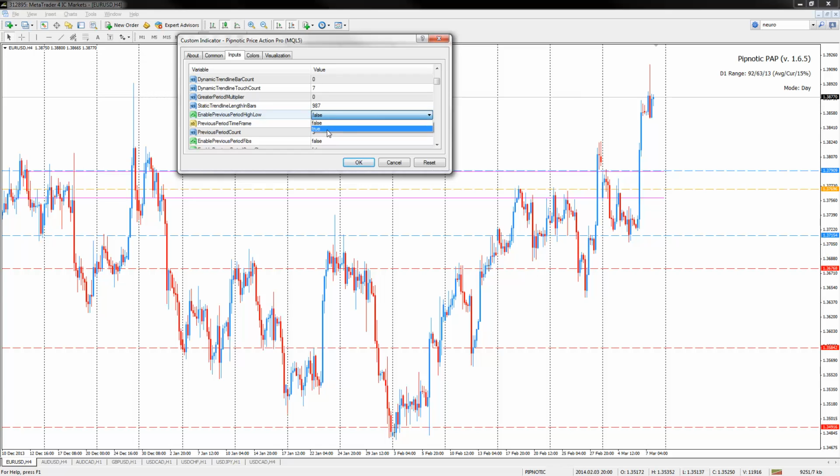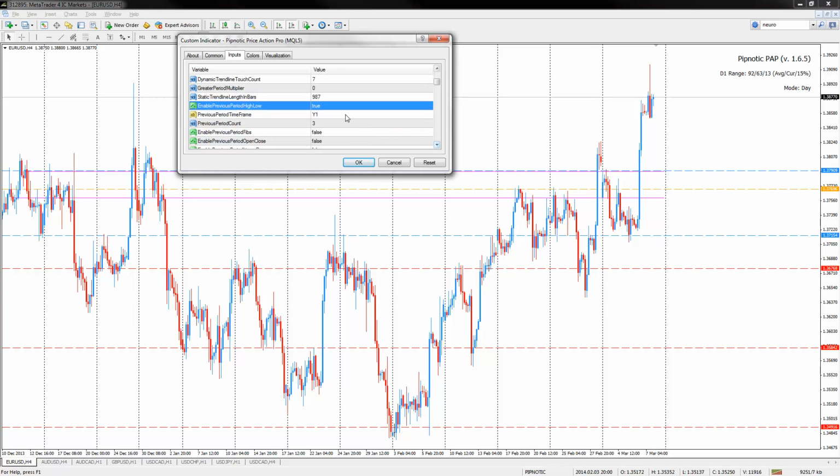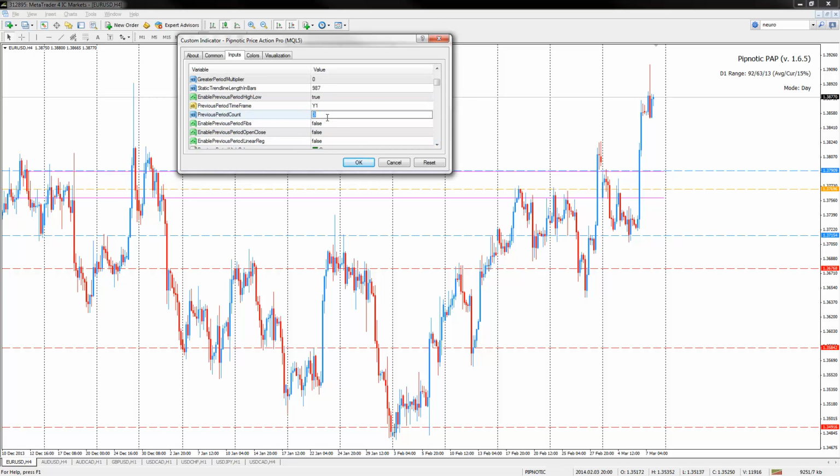We'll set this to true, and what this will do is identify yearly levels, and it'll go back this number of years, so 3 years, which is quite significant. You can change this to 5 or whatever you like, but 3 is generally quite a good number. Then we say enable previous period fibs, so we'll set this to true as well, and again the open and the close for the previous 3 years.